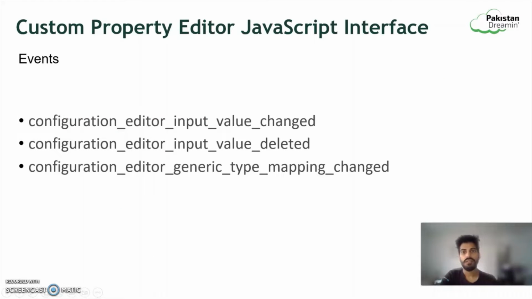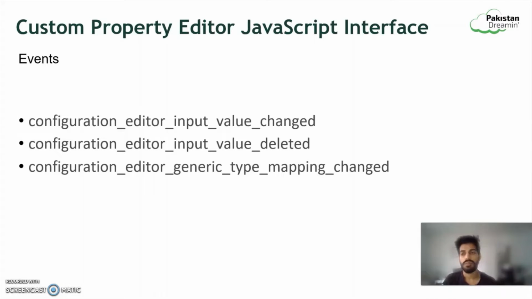And then we have three different kinds of events that this JavaScript interface provides, which are basically used to say that input value is changed or input value is deleted or generic type mapping is changed. And you can use these events to interact with the flow builder and let the flow builder know that there is a change in the value or the value is deleted for an input.